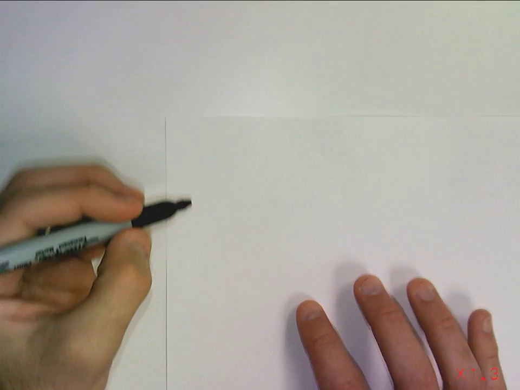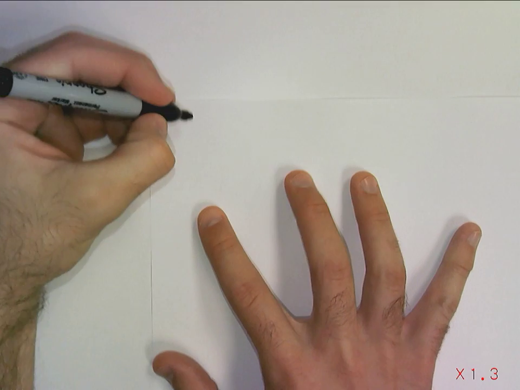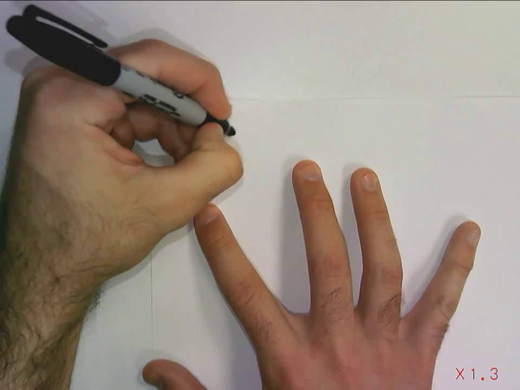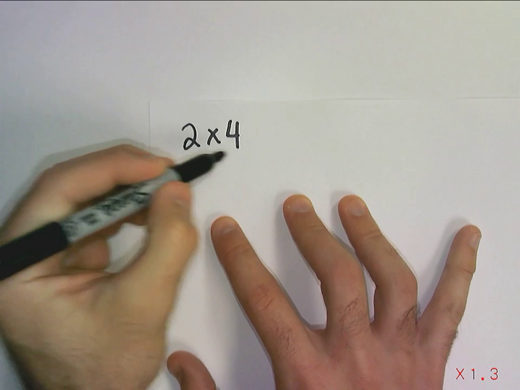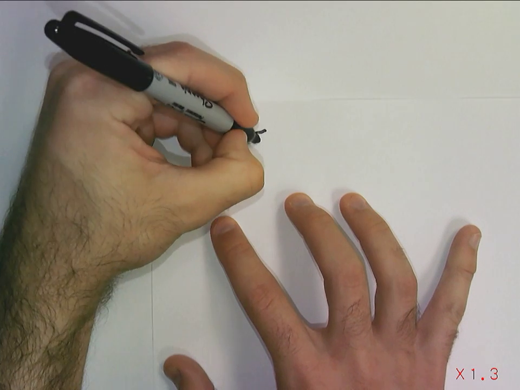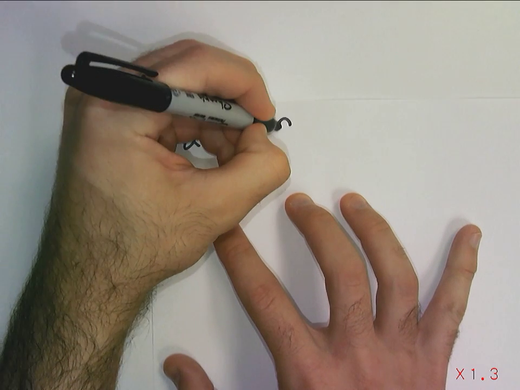So first, let's look at same sign. Start with a problem that we've all seen many times, 2 times 4. Now both of these are positive, so the answer that you're going to get is positive, and that's 8.